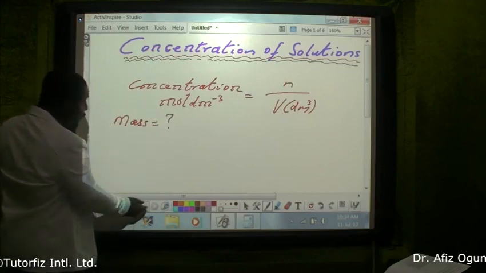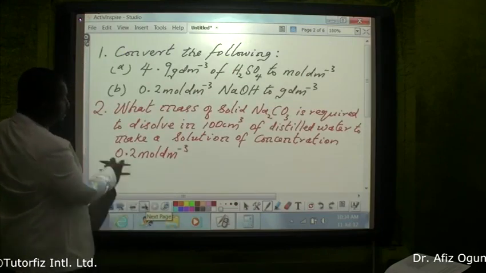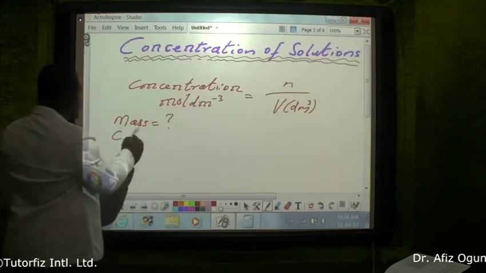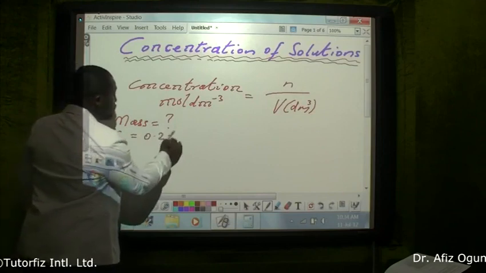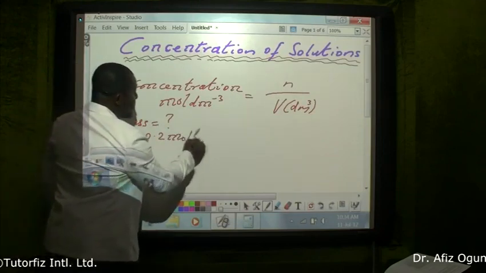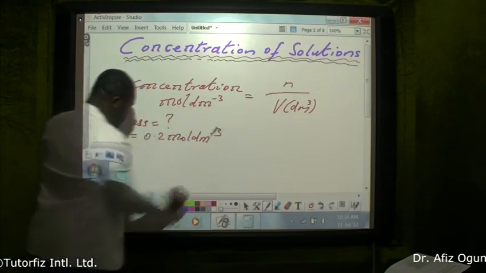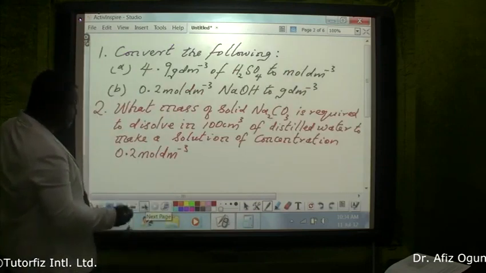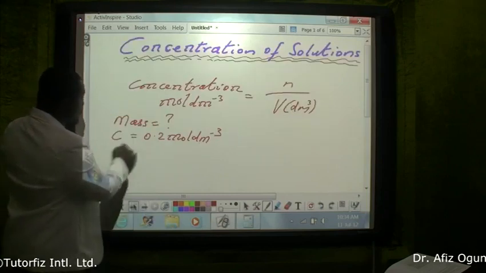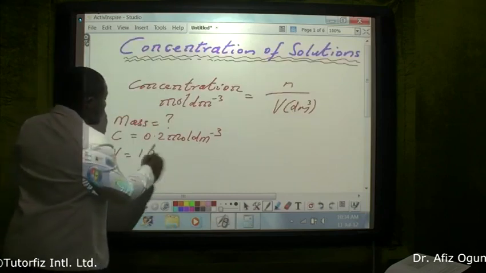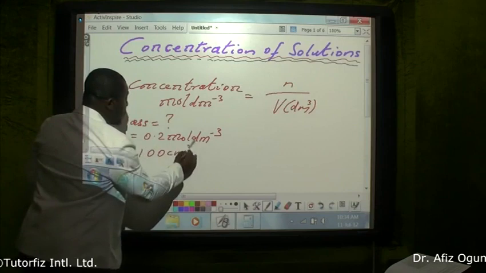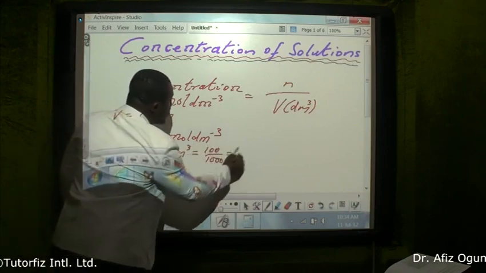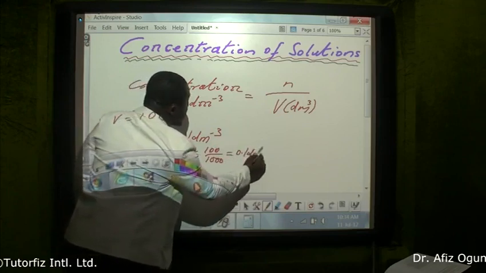Concentration that we are looking for. What concentration do we want? We want a concentration of 0.2 mole per dm cube. What is the volume of the solution we want? We want 100 cm cube, which is the same thing as 100 divided by 1000, which is 0.1 dm cube.